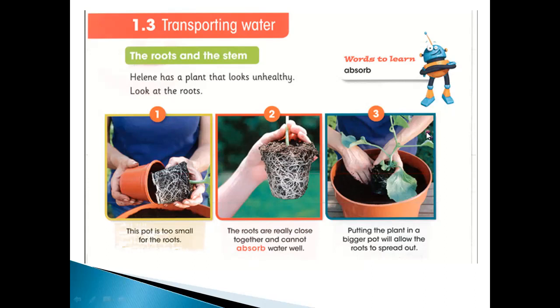This one shows us a proper and good result. Why? Because Helen put her plant in a bigger pot. If you put your plant in a bigger pot, it allows the roots to spread out. The roots can spread out and catch nutrients and water from different places underground and can easily grow. The main thing is to absorb the water. If you use a big pot, the roots can easily spread out and absorb water easily.